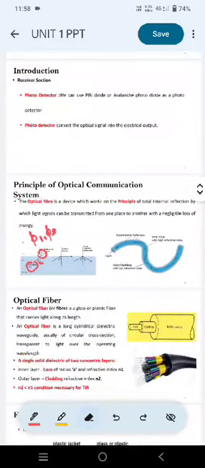equal to the reflected angle. So this is called total internal reflection, that is phi 1 is equal to phi 2. So this is known as total internal reflection, TIR.